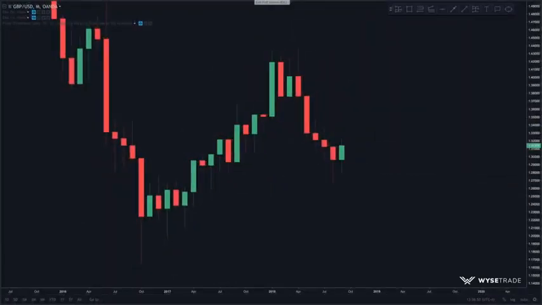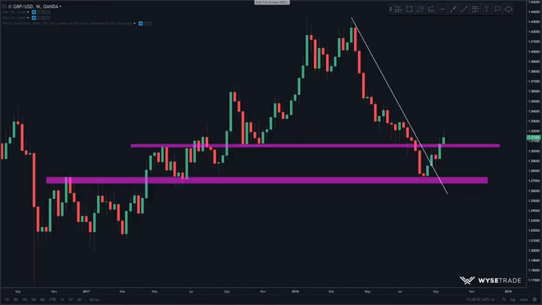Here's the pound dollar. Starting with the monthly, we had a long wick candle, but not at any significant support level. So to the weekly. Here in the weekly, we had a rejection of the support level and then a breakthrough resistance, giving us a bullish bias. So to the daily.